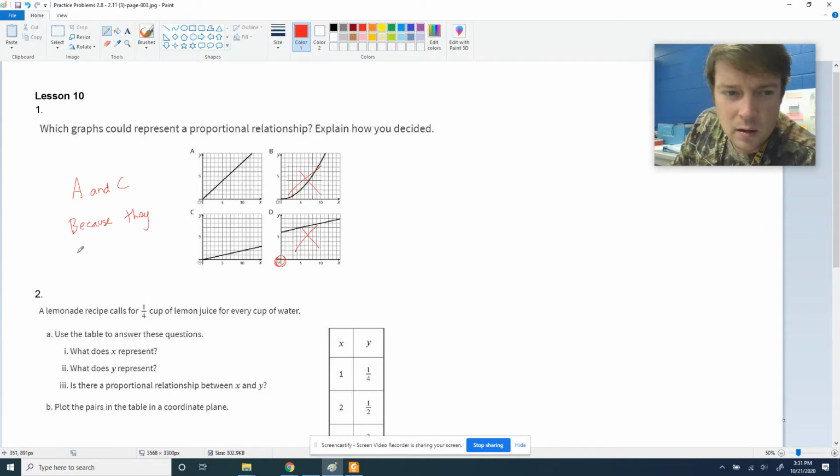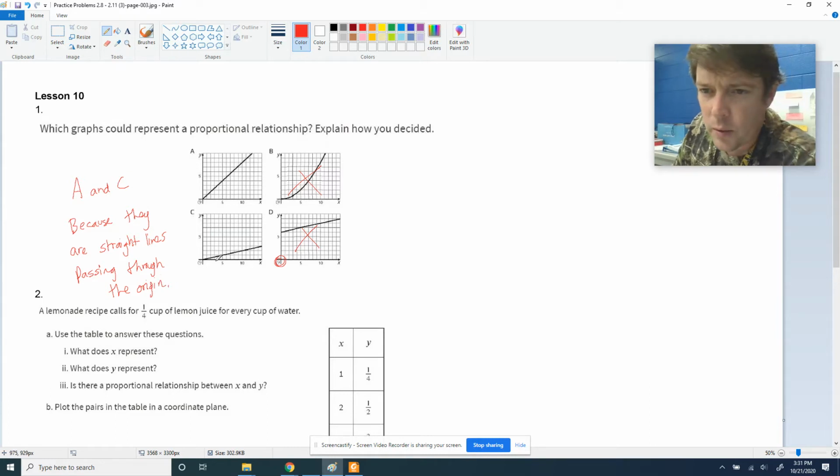they are straight lines passing through the origin. All right, we're going to learn that tomorrow. We're going to really nail that down tomorrow.